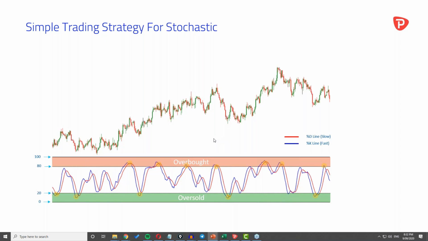Okay, now here's the thing. In a sideways market, they're very, very reactive. You can see here that the price reacts very efficiently to the overbought and oversold zones. When it's overbought, it generally does come down, and when it's oversold, it does start to creep up.